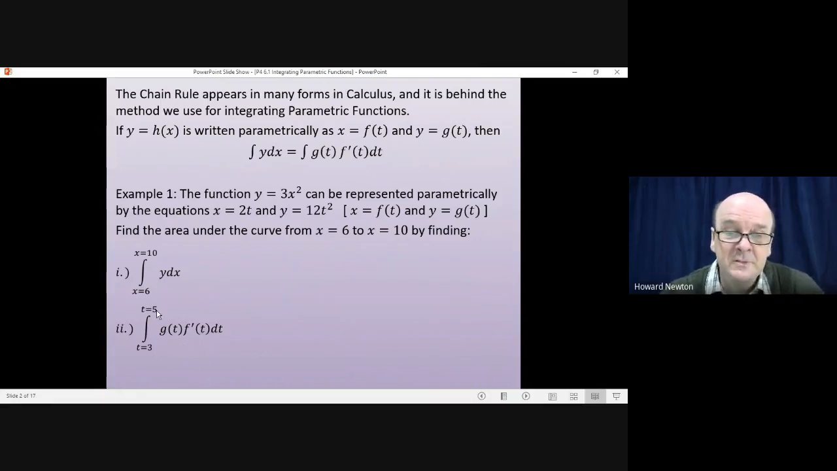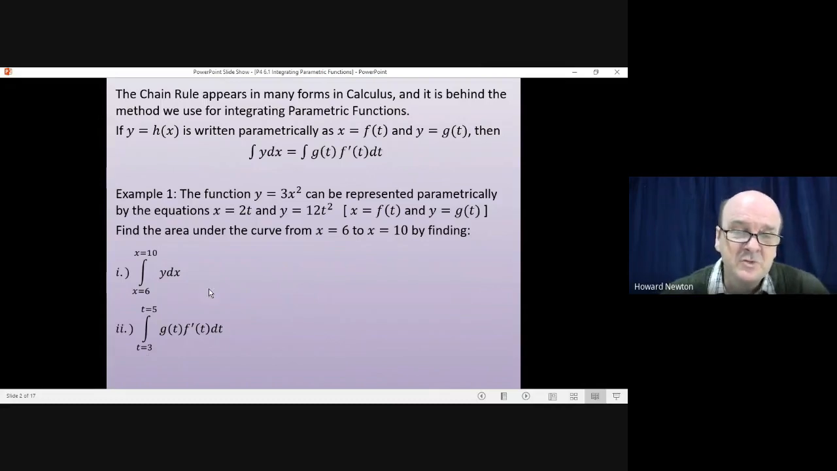And that's important to notice. When you're integrating with respect to x, the limits have to be given in terms of x. When you're integrating with respect to t, the limits have to be given in terms of t. Now, in this question, the limits have been given to you, but you might have to work them out yourself. If you had to work them out, you'd use the relationship between x and t. So we're told that x is equal to 2t, which means t is equal to a half of x. So when x is 10, t is a half of that, which is 5. When x is 6, t is a half of that, which is 3.